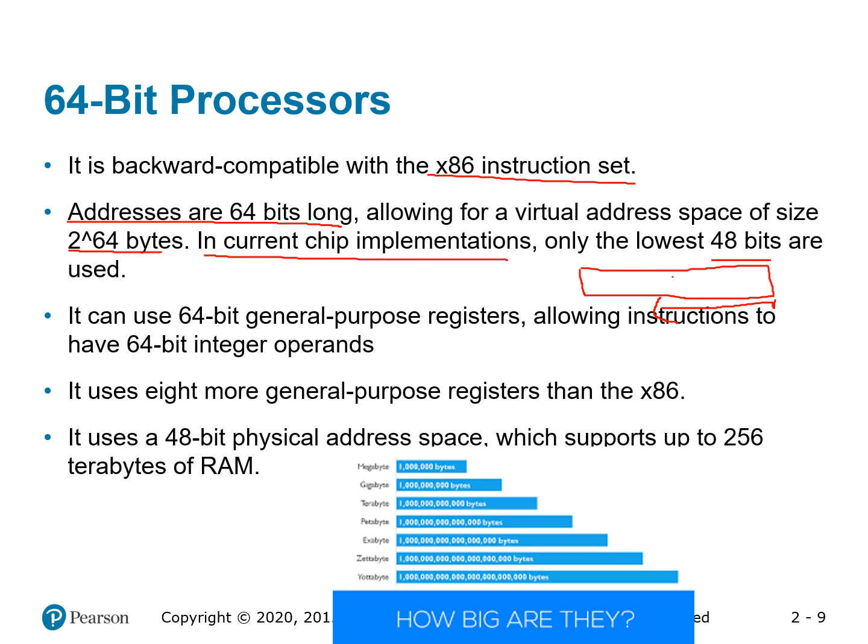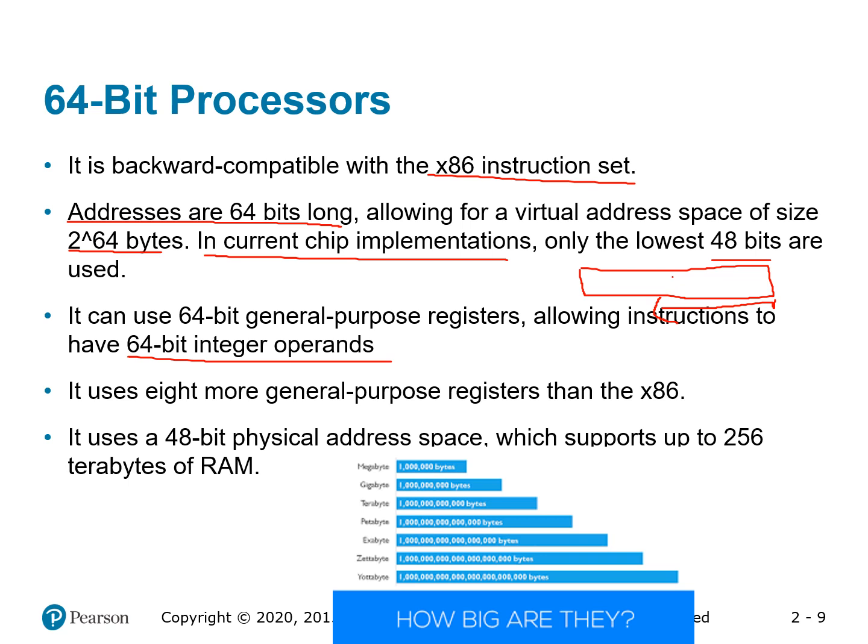It can use 64-bit general purpose registers. So remember, in 32-bit the registers are 32 bits in size. And because you have 64 bits, it allows for instructions that have 64-bit integer operands. So we're going to see when we program for a 32-bit processor that we can make large calculations, but we have to use two 32-bit registers to be able to do that, and a special instruction.